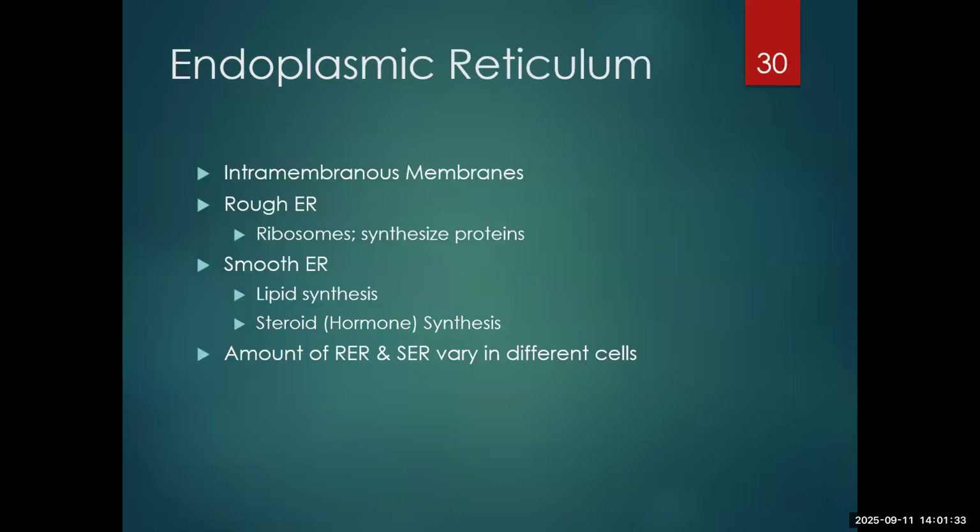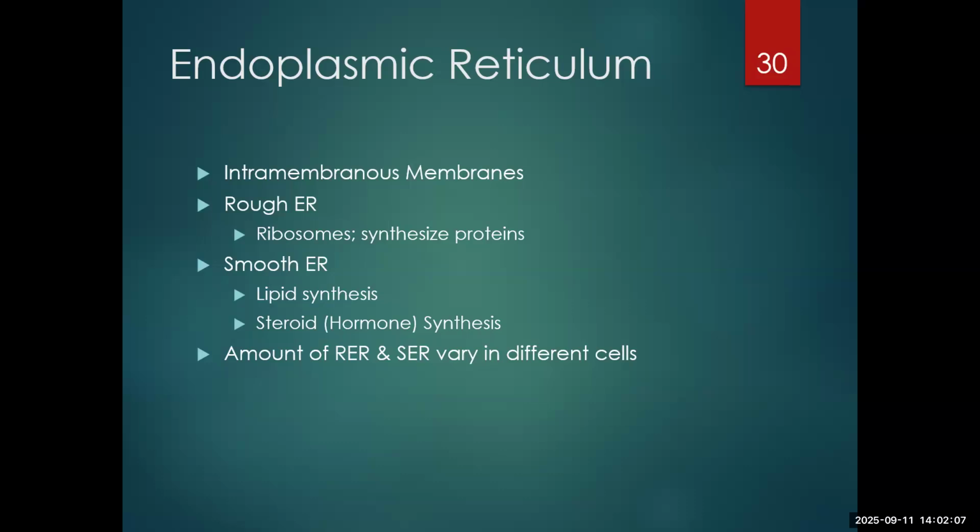And then we talked a little bit about the endoplasmic reticulum. The endoplasmic reticulum is membranes that are found mostly around the nucleus. It comes in two flavors, rough ER and smooth ER. Rough ER is rough because it has little buttons attached to it that are called ribosomes. So ribosomes are little structures that are associated with protein synthesis.